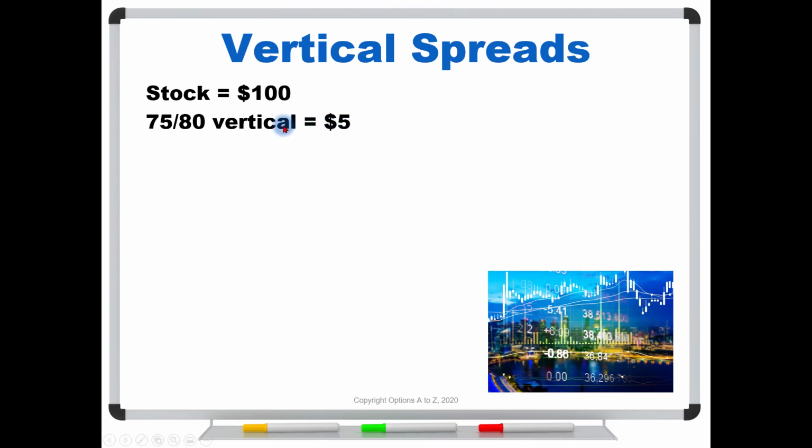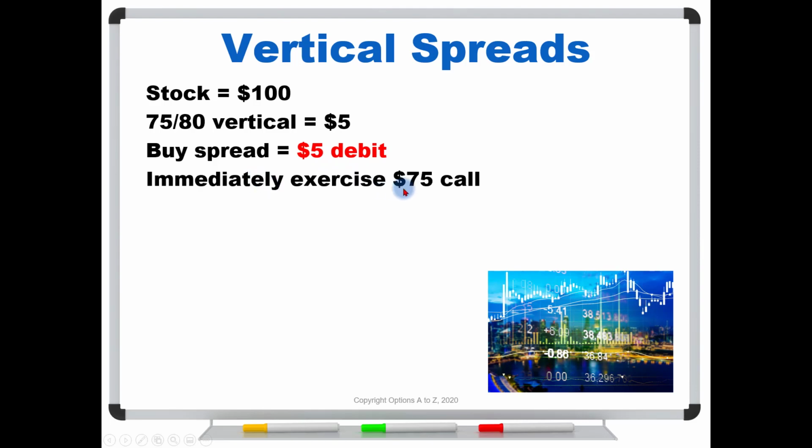So the idea here is that we're just so deep in the money. Remember, the $80 call was trading at parity, and therefore the 75 must absolutely be trading at parity. So the vertical spread would be trading for the difference in strikes. And what we're going to do is buy this spread for a $5 debit. However, once we do that, we will immediately exercise the 75 call. That's the call that we bought.